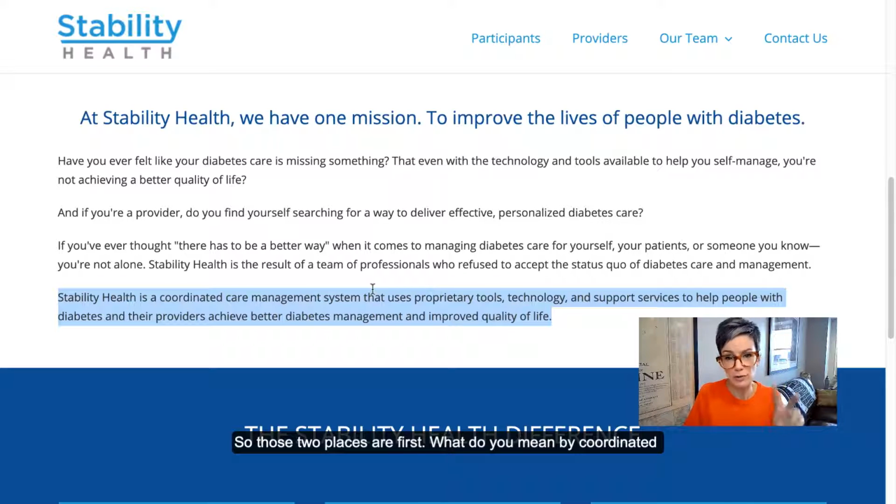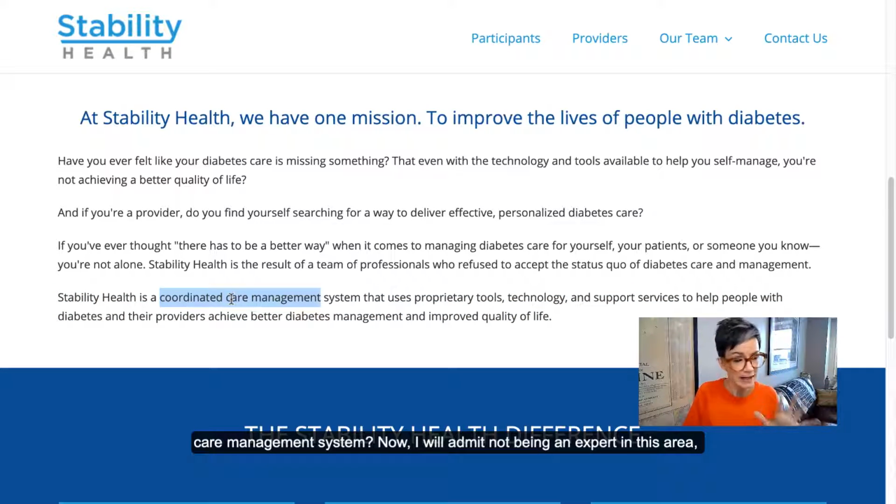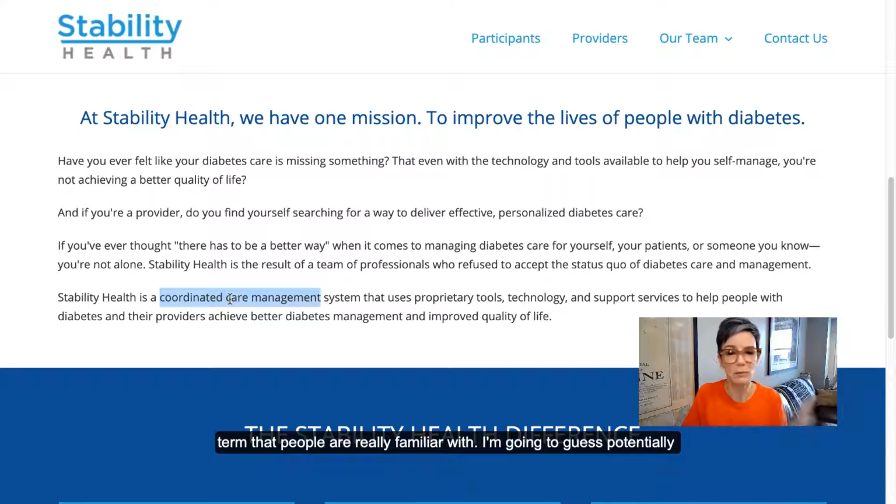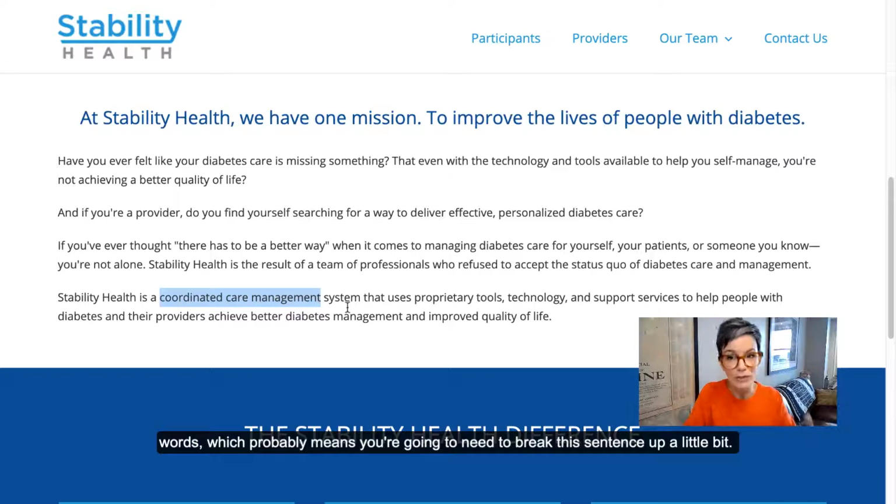So those two places are, first, what do you mean by coordinated care management system? Now, I will admit, not being an expert in this area, that may be a term that people are really familiar with. I'm going to guess potentially, though, that your average person with diabetes may not know what that means. So whenever you introduce a term like that, make sure you define it. And yeah, that probably means you're going to need to define it more clearly with more words, which probably means you're going to need to break this sentence up a little bit.